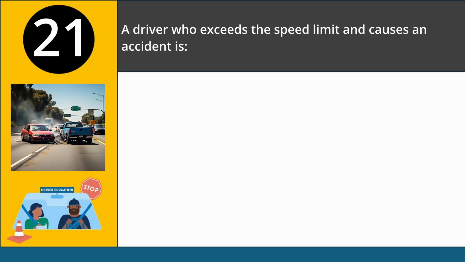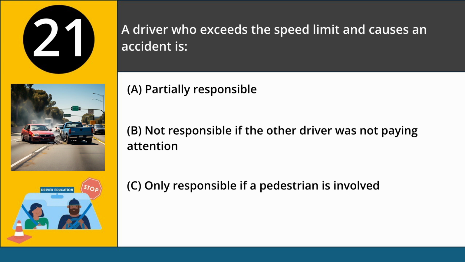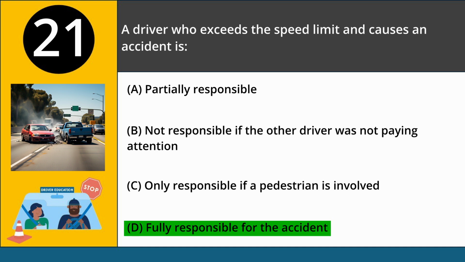A driver who exceeds the speed limit and causes an accident is A. Partially responsible. B. Not responsible if the other driver was not paying attention. C. Only responsible if a pedestrian is involved. D. Fully responsible for the accident. Answer. D. Speeding reduces reaction time and increases stopping distance, making accidents more severe.